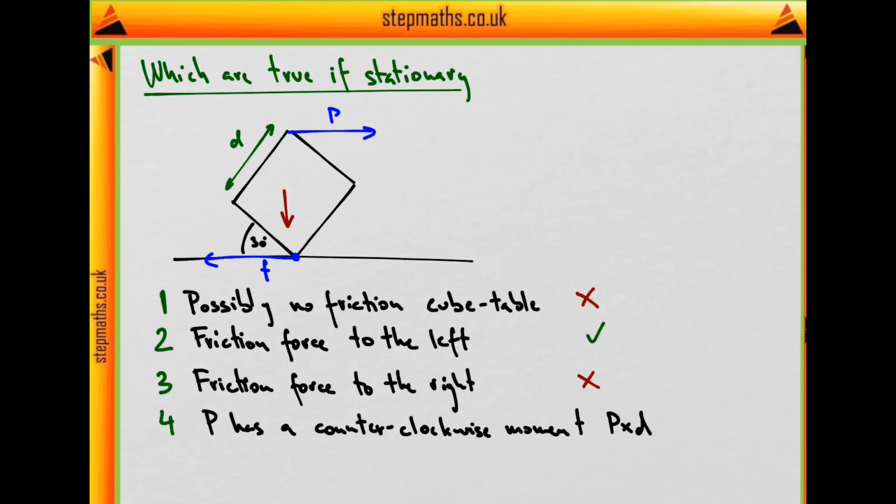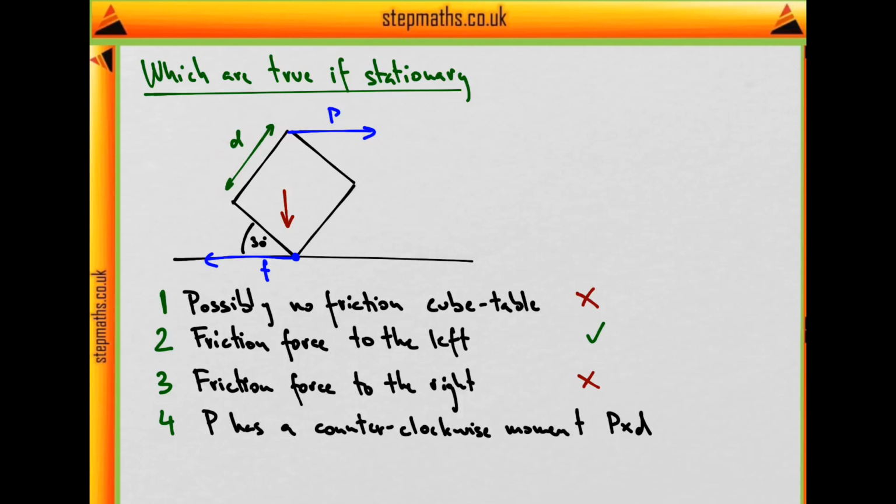But how about statement number 4? Okay, so there definitely is a moment that P has around this bottom edge. The cube can rotate around it, but both the direction and the magnitude are wrong. The magnitude would be P times this whole distance here, not just D, but the whole distance, that's root 2 times D. The force is actually clockwise.